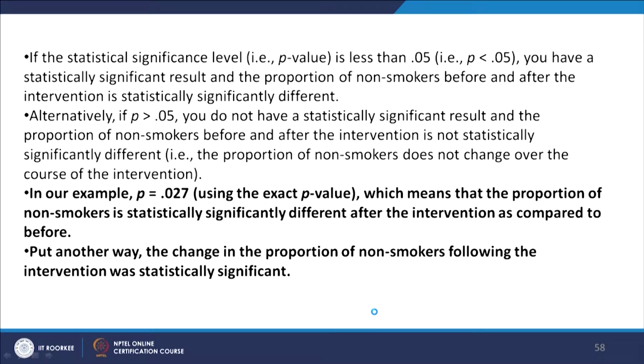In our example, P is equal to 0.027, which is below the significance level, which means that the proportion of non-smokers is statistically significantly different after the intervention, which I am saying as the advertisement, as compared to before. Or put in another way, the change in the proportion of non-smokers following the intervention was statistically significant. So, this is how you write.